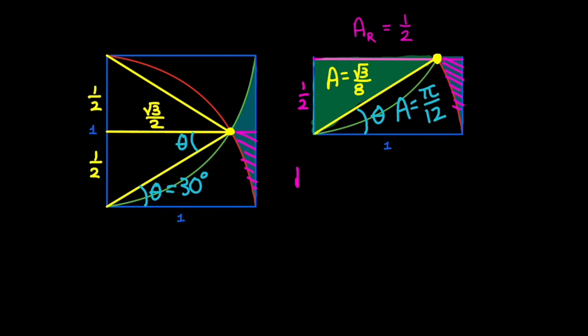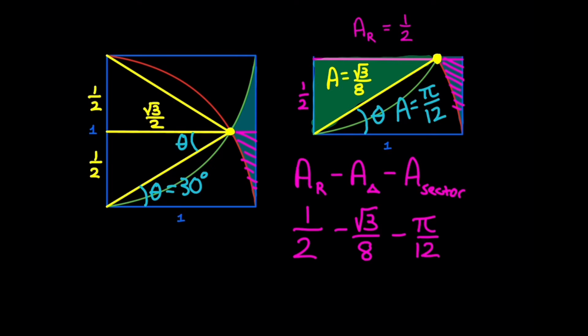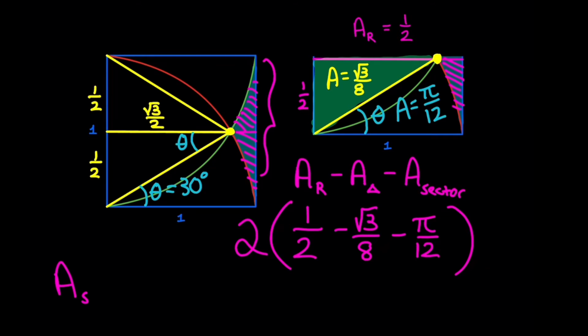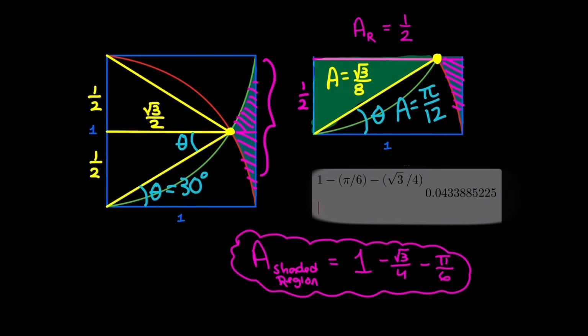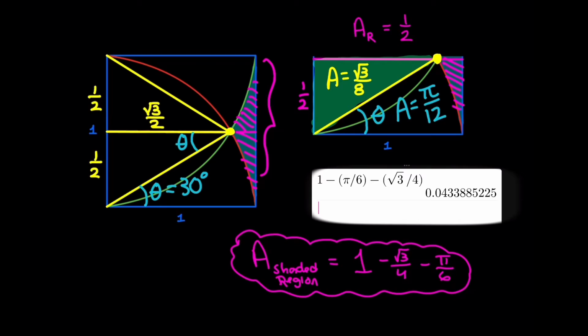That leaves us with finding the area of the shaded region that we're interested in. So taking the area of our rectangle, subtracting off the area of our triangle and the area of our sector, we get 1/2 minus radical 3 over 8 minus pi over 12. But thinking about this, the area that we're really interested in would be double this by symmetry. So the area of the shaded region is 1 minus the square root of 3 over 4 minus pi over 6. Or as a decimal, this would be 0.0433885225.